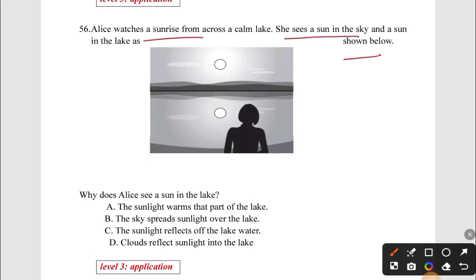56. Alice watches the sunrise from a calm lake. She sees the sun in the sky and the sun in a lake as shown below. Why does Alice see a sun in the lake? A. The sunlight warms that part of the lake. B. The sky spreads sunlight over the lake. C. The sunlight reflects off the lake water. D. Clouds reflect sunlight into the lake. The answer to question 56 is C.